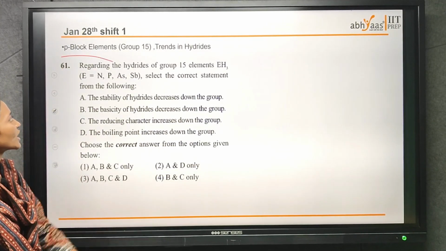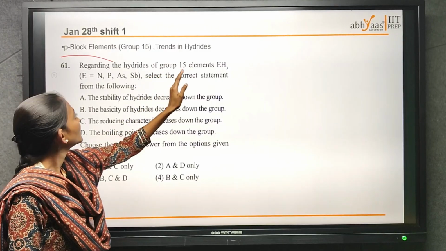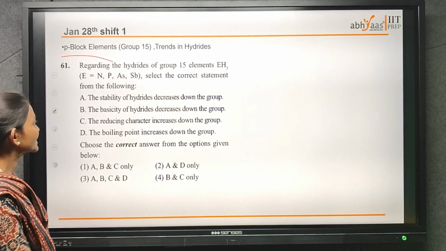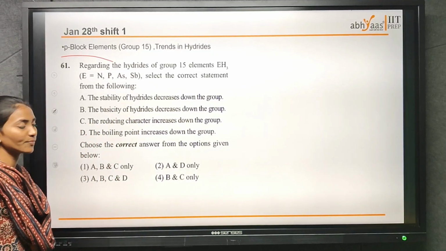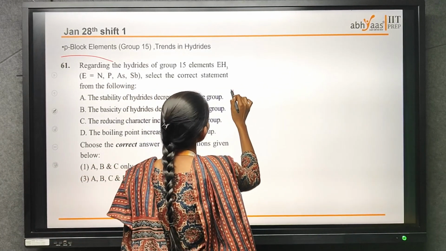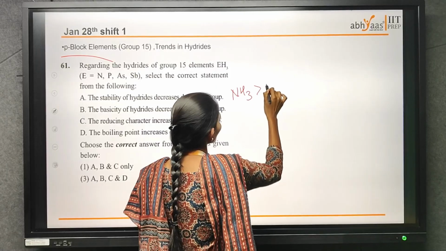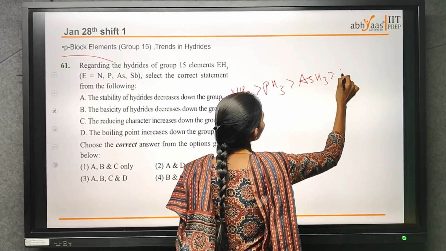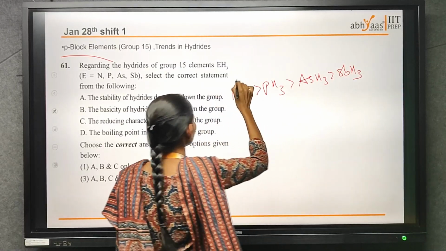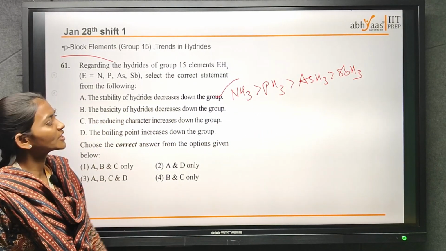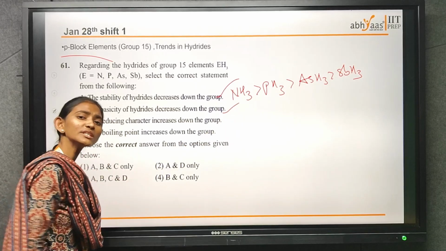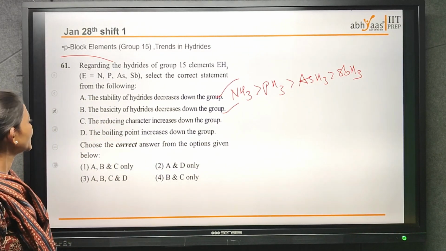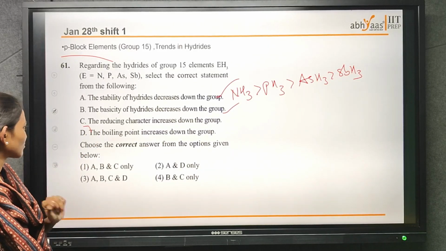This question is from p-block elements. Regarding the hydrides of group 15 elements, they are asking to select the correct order. The stability of hydrides decreases down the group. Stability order, what is that for this case? Nitrogen means NH3, then phosphorus, arsenic, AsH3 and antimony. So it is right, a correct statement. Moving on, basicity also decreases down the group, hence this will follow. Correct. Why? Because bond dissociation enthalpy decreases down the group, so the reducing character increases down the group.